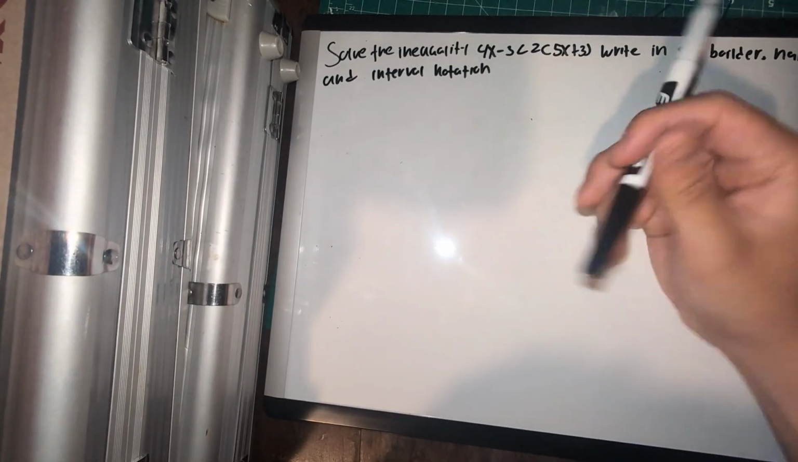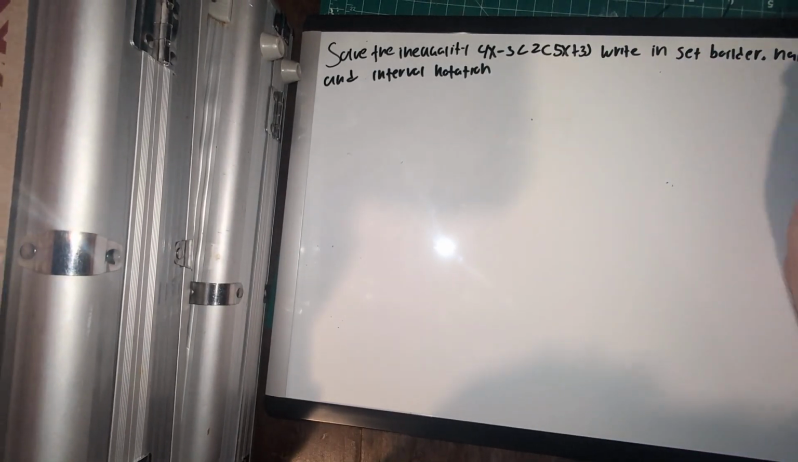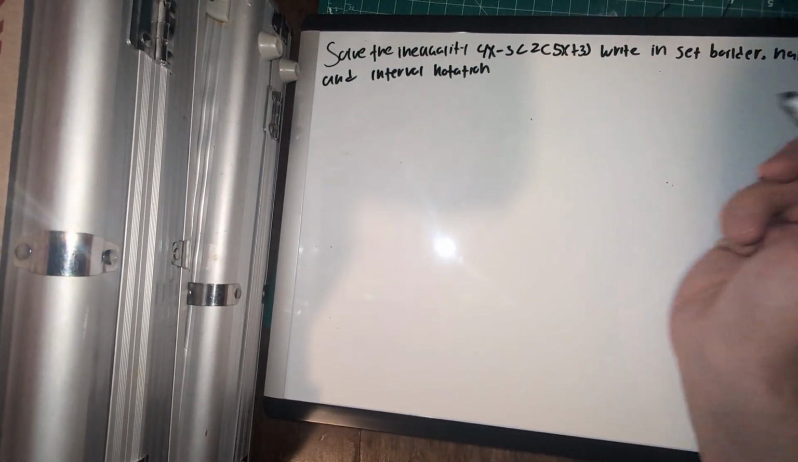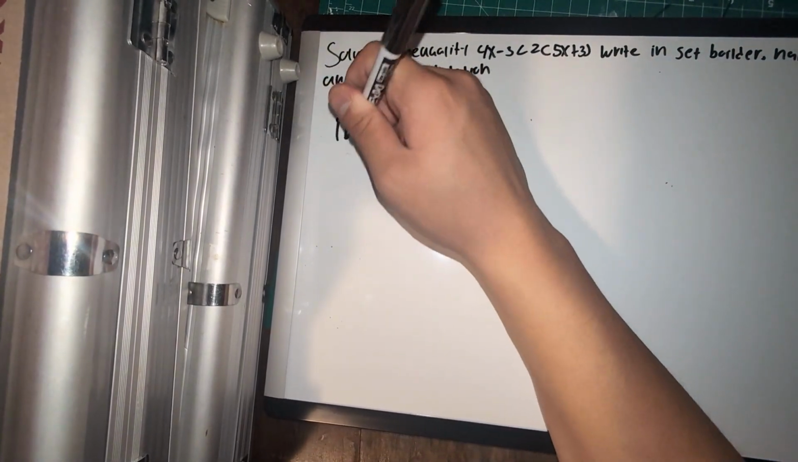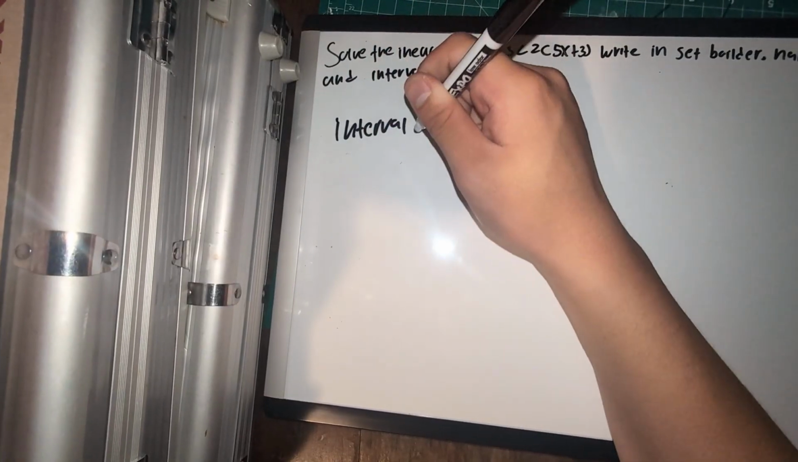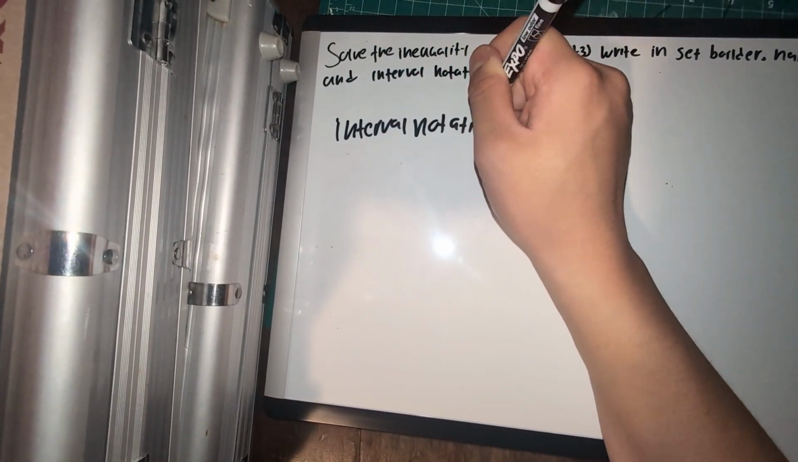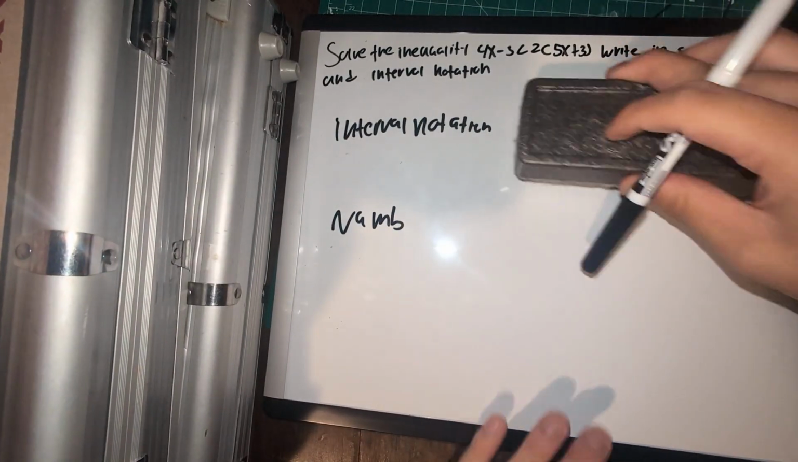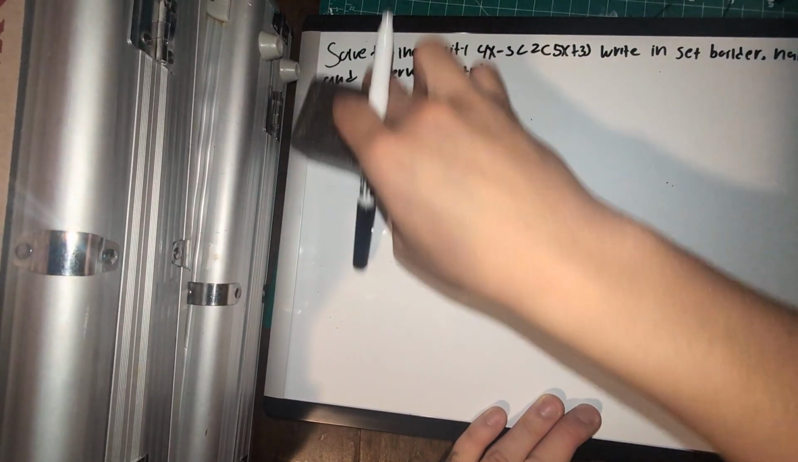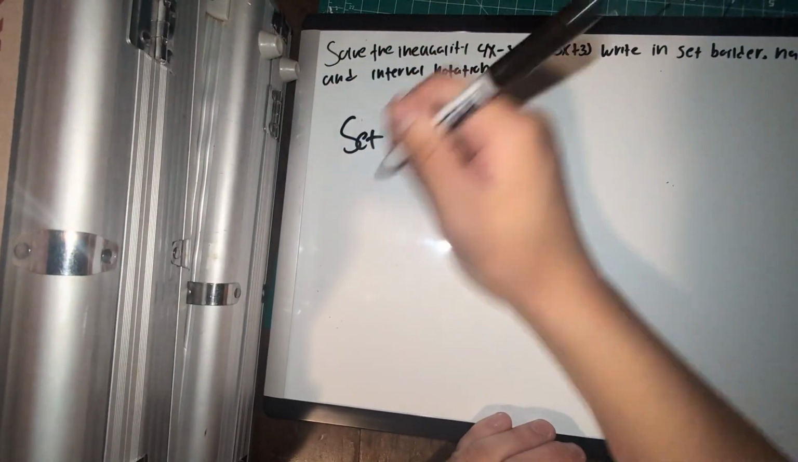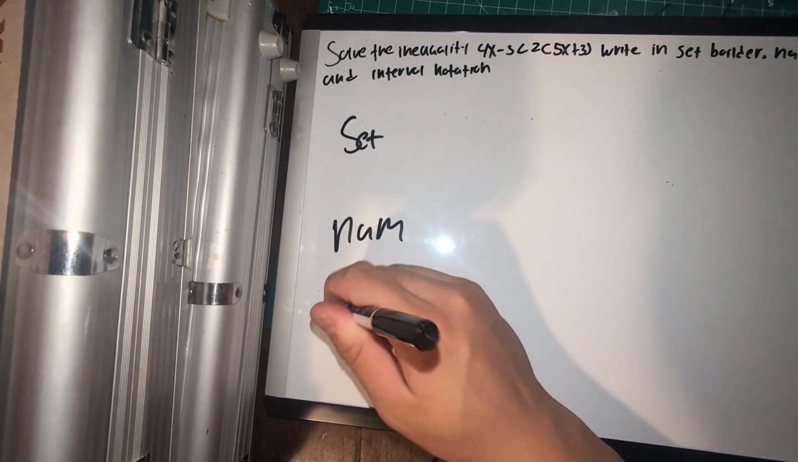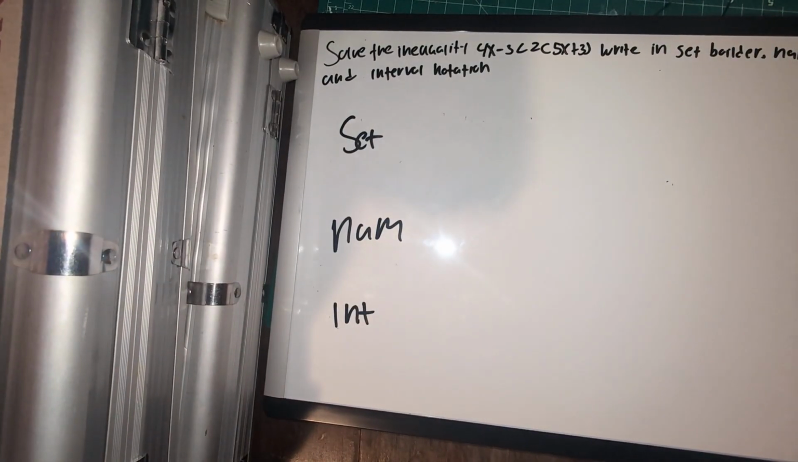Okay, so before we get into solving the inequality itself, I'd like to clarify what set builder, number line, and interval notation actually are. Actually, let me rearrange this. This will be a little better if you start from the beginning. Set builder, number line, and interval. Set builder notation is the first one you start with after you solve.